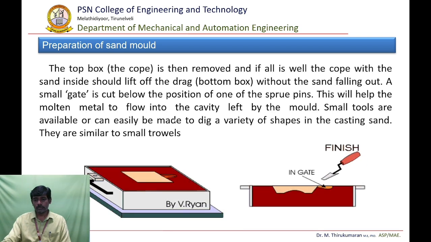So next, to generate a gating system. Why? This will help the molten metal to flow into the cavity left by the mold. Small tools are available or can easily be made to create a variety of shapes in the casting sand. They are similar to small trowels, with the help of which we generate a gating system on the core box. Okay.